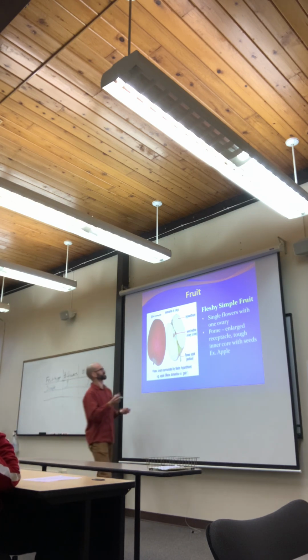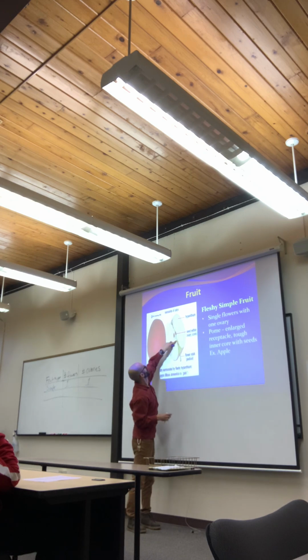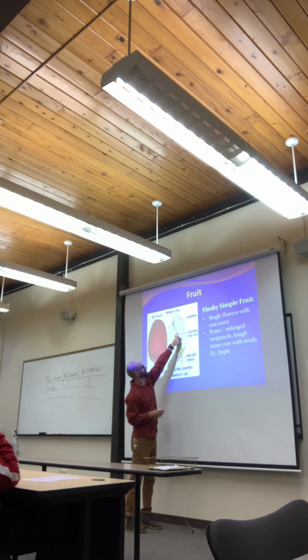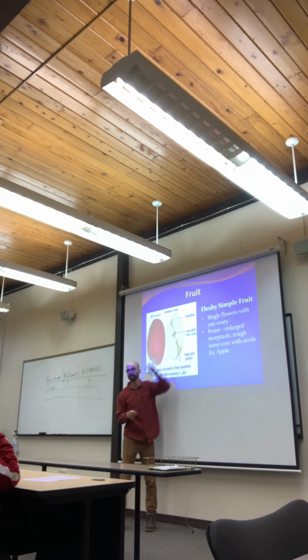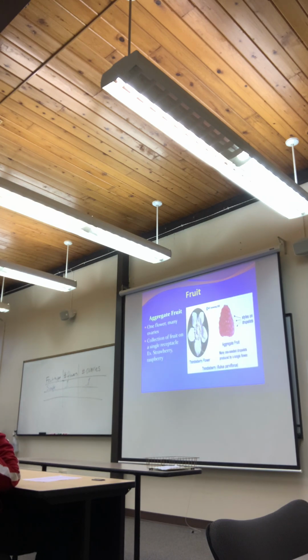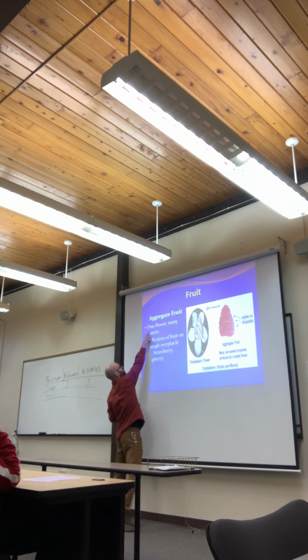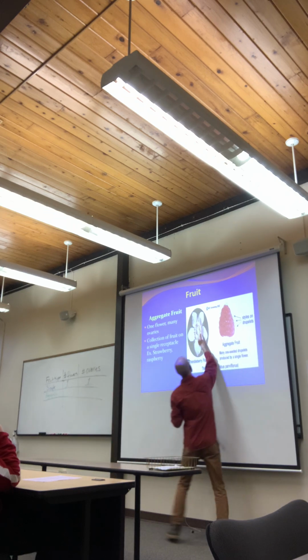The apple, I think, is useful because you can see here's where the flower was: one flower, one ovary. Multiple seeds, multiple ovules in that ovary, sure, but still a single ovary. Here, it gets more complicated in the aggregate fruit. The name also gives you a clue that you're putting more things together. Multiple units. And here, one flower, but many ovaries.